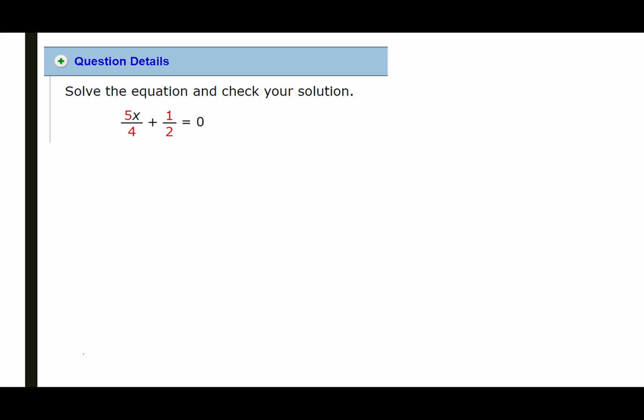Okay, take a look at this equation. This time we do have two fractions and the whole number 0. But notice that there's a plus sign in between the fractions and not an equal sign. So this is not a proportion. We cannot cross multiply.